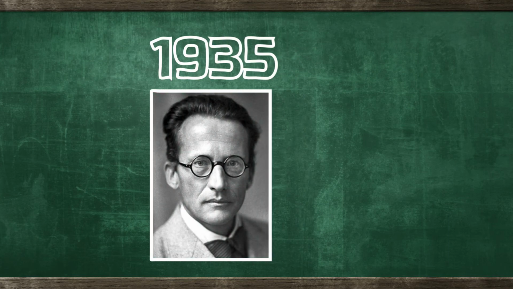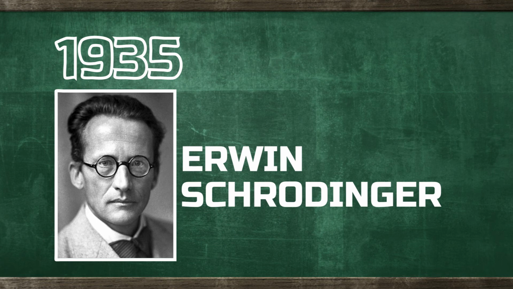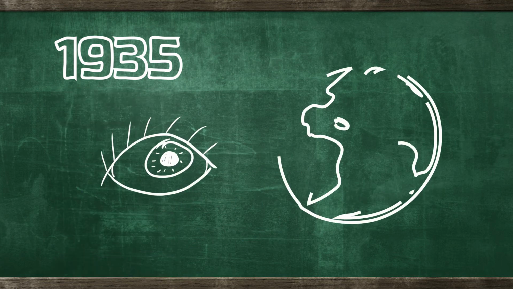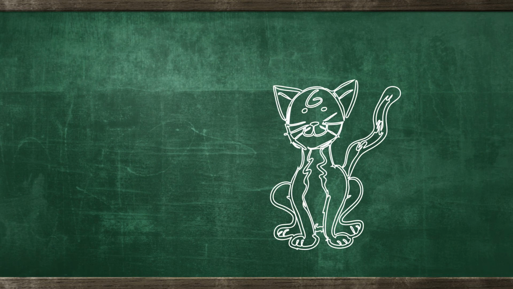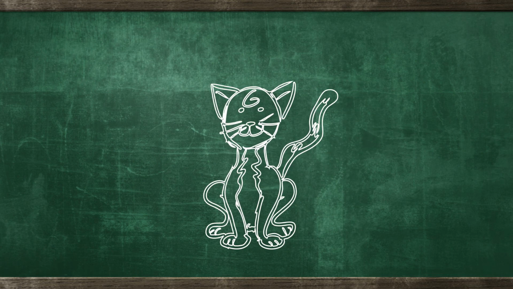A little while ago, a man named Schrodinger came up with a theory to explain how observation works in terms of the world around us. So, let's say you have a cat. The cat is fine. We put it in a box.